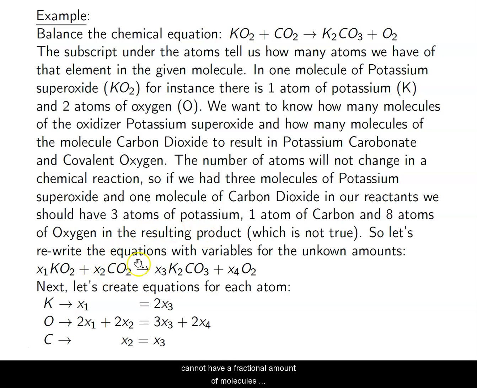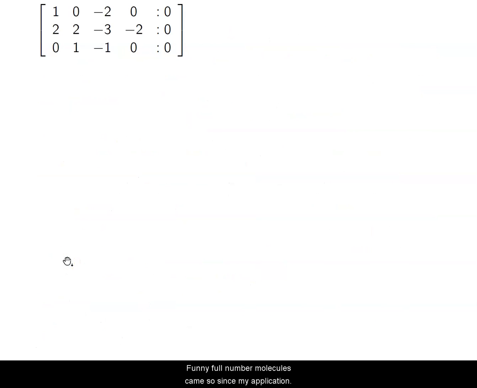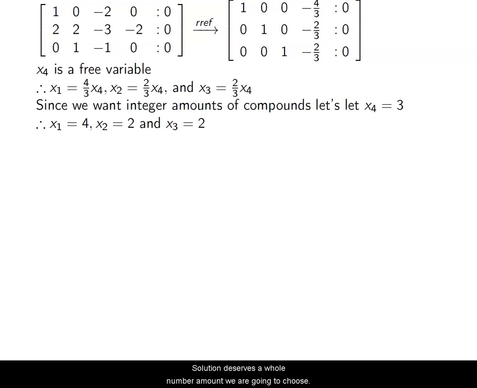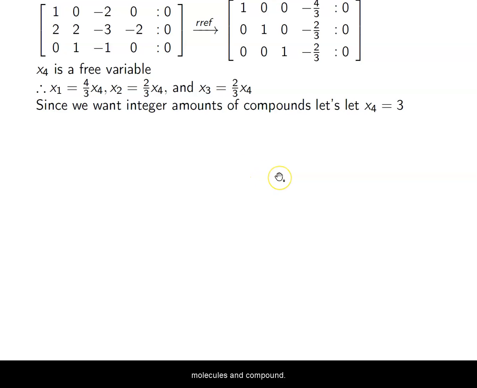We cannot have a fractional amount of molecules because molecules are made up of atoms, and atoms are the smallest pieces that we have for our intents and purposes, right? Not including quarks and leptons and things like that. So I need a whole number of molecules, okay? Since my solution needs whole numbers, we are going to choose x4 to be 3, because that will clear all of these denominators and I'll have an integer amount of my molecules and compounds.